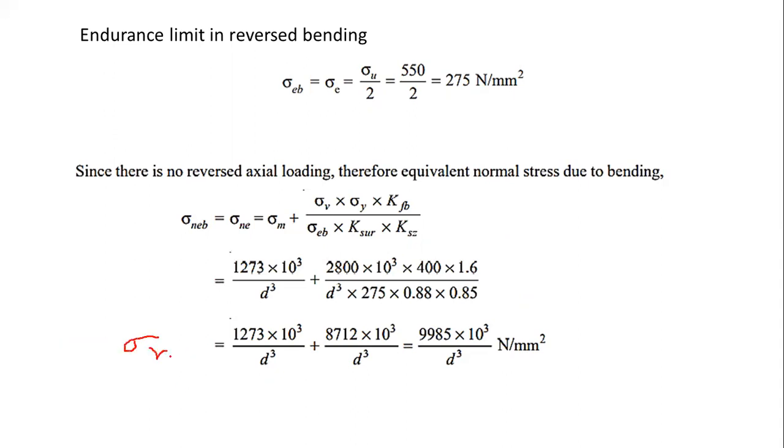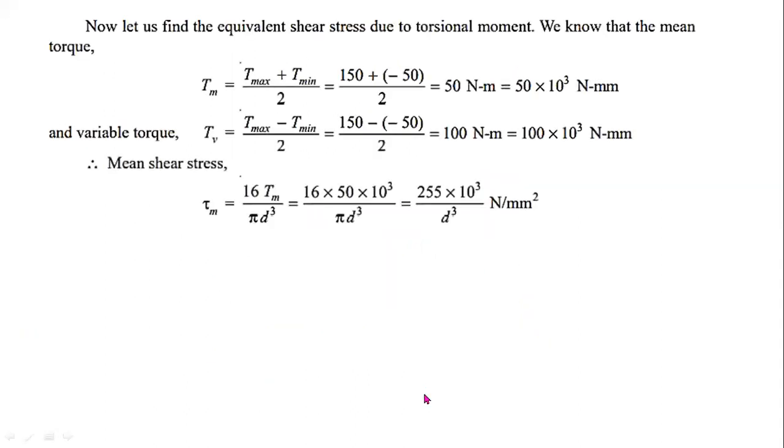Sigma ne equal to 9,985 into 10 power 3 divided by d cube is the value of equivalent normal stress for bending. In a similar way, we know the value of maximum torque and minimum torque. This is the maximum torque, this is the minimum torque. Maximum torque 150 Newton meter, and sorry, minus 50 Newton meter is the minimum torque.